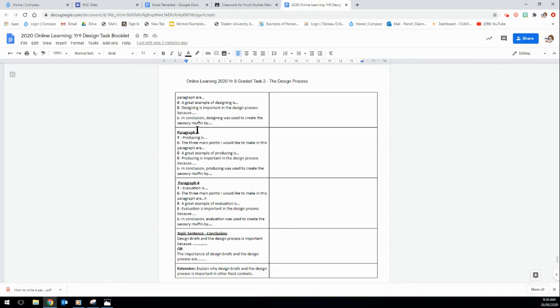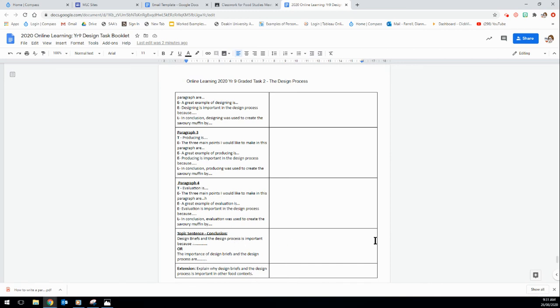I have just noticed that there is a typing error here where it says savoury muffin. That should say pizza. So I apologise for that. If yours says savoury muffin, you can delete that and just write pizza, please. How silly of me. I just noticed that then. Okay, so then you would continue down and you would do as much of this as you can, okay, leaving out potentially producing and evaluation because you have not yet completed that.